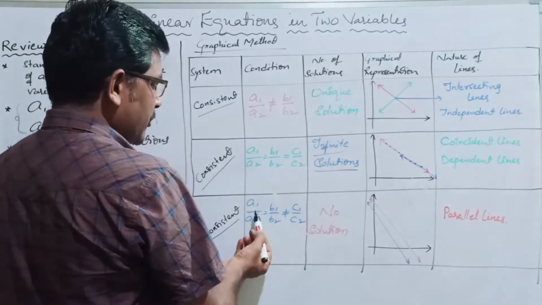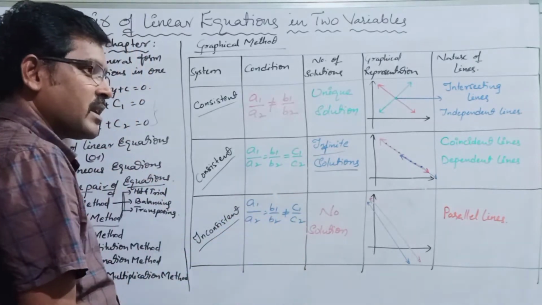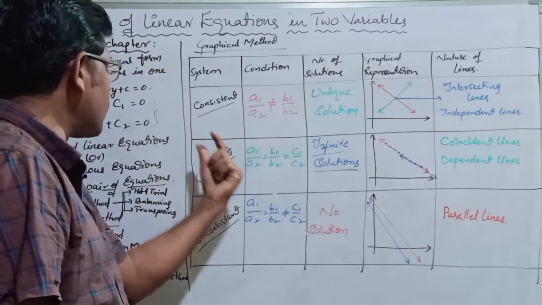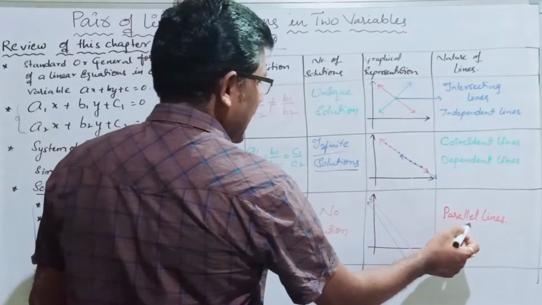If a1/a2 is equal to b1/b2 is not equal to c1/c2, the solution of these two equations is no solution, and then the lines are parallel lines.